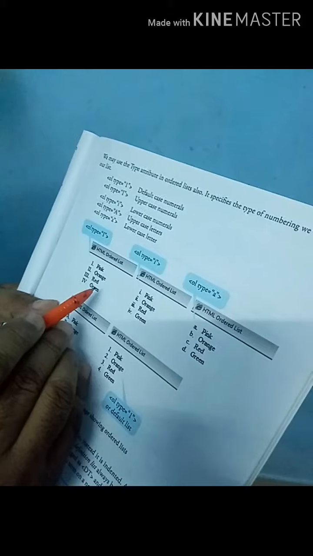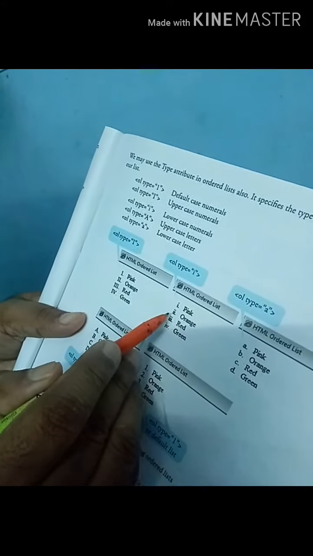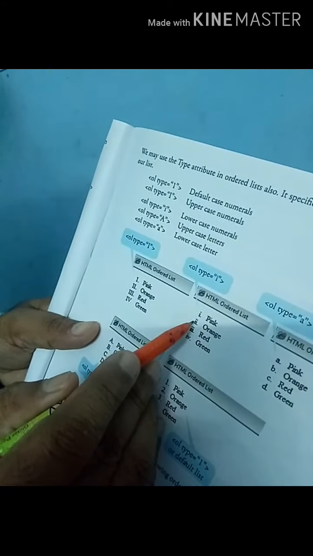Then the same way, OL type small i means lowercase Roman numerals. If you number with lowercase, then it is small i, then ii, iii, then iv. If capital I is used, it gives capital Roman order; if small i is used, it gives small Roman order.